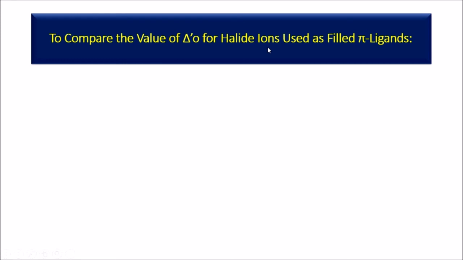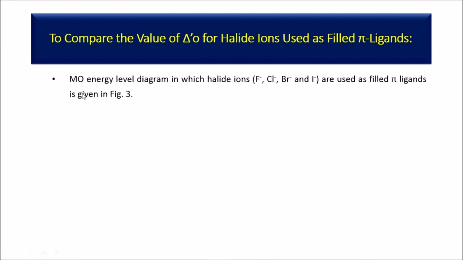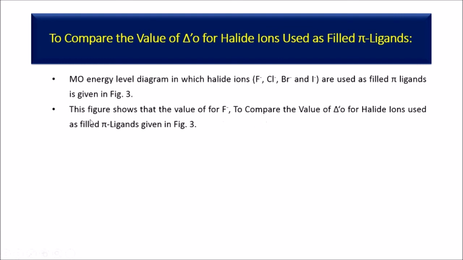We have different members in the halide group: fluorine, chlorine, bromine, iodine. So among these four, what should be the order of the value of delta O splitting in this filled pi orbital case? The MO energy level diagram, that is MOED, in which halide ions are there. What are the halide ions? Fluoride, chloride, bromide, and iodide, which are used as filled pi ligands, that we can see in figure 3 in the next slide.